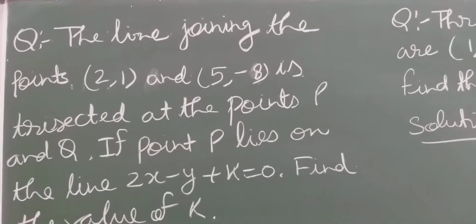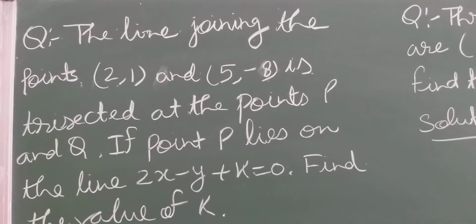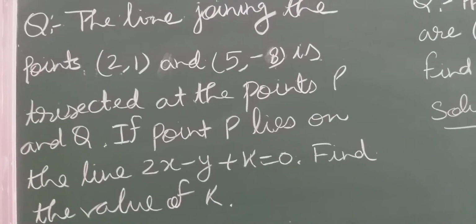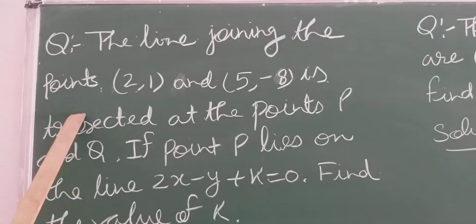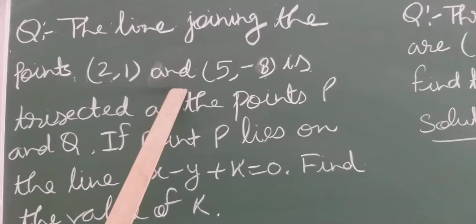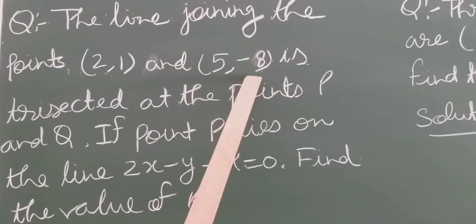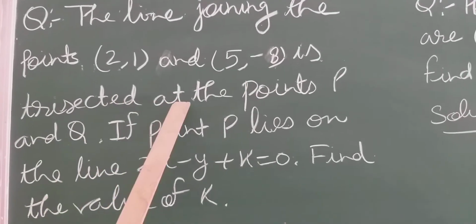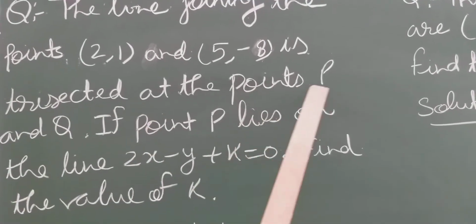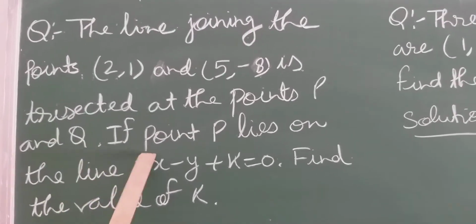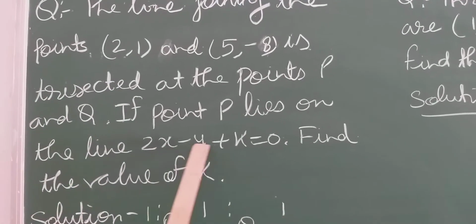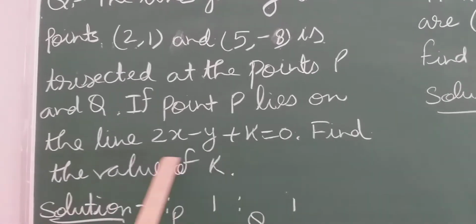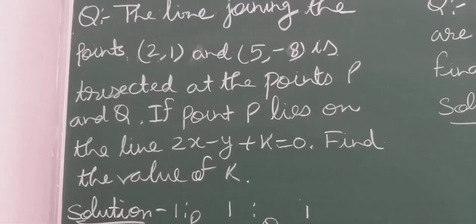Hello students, let us solve more questions based on section formula. The line joining the points (2, 1) and (5, -8) is trisected at the points P and Q. If point P lies on the line 2x minus y plus k equal to 0, find the value of k.